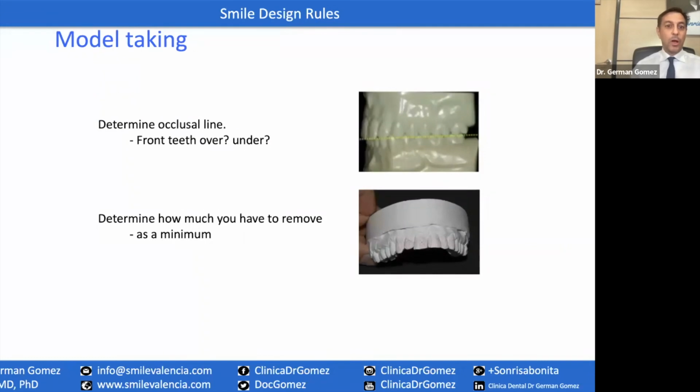Then determine the occlusal line. Are the front teeth over or under the occlusal line? Then you also need to see, will I need to take a lot away from the tooth if I want to make a nice smile? Everybody knows if the teeth are very much in front or off to the side or overlapping a lot, then I will have to remove a lot, okay? So how can I avoid removing a lot? Well, let's think it through, okay?